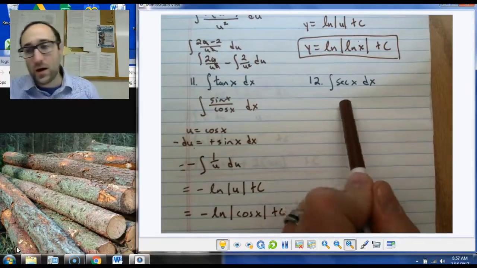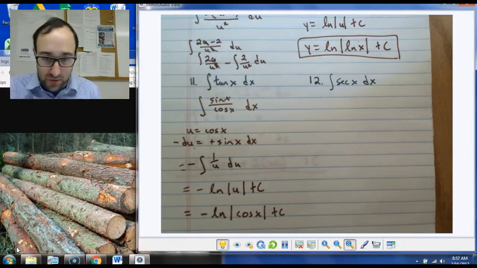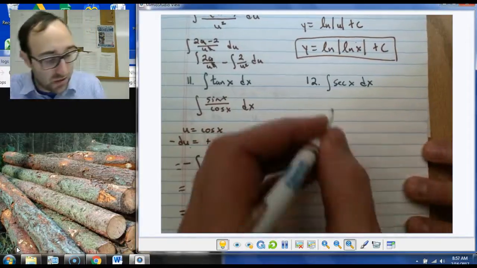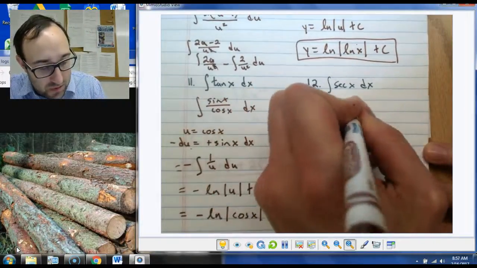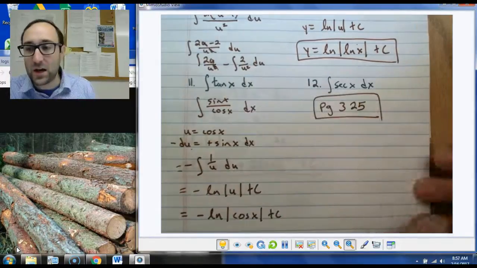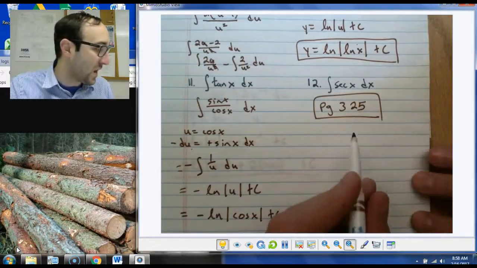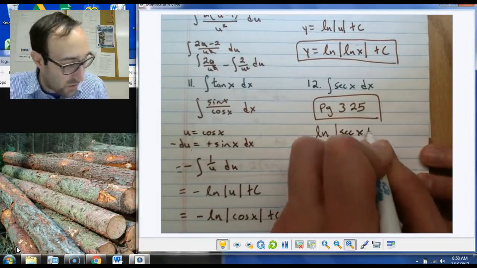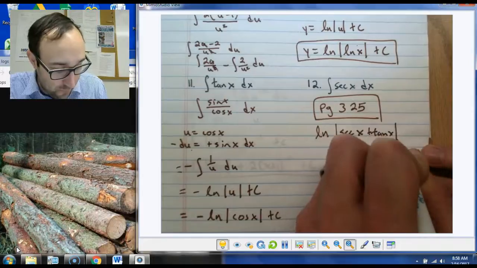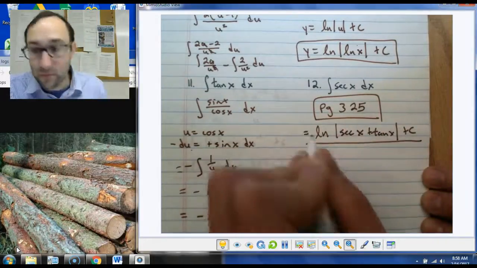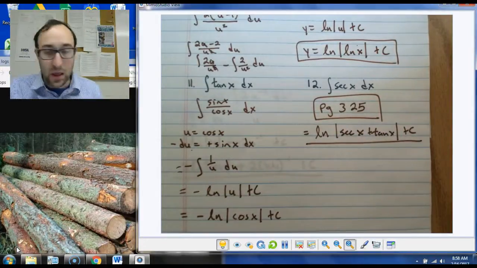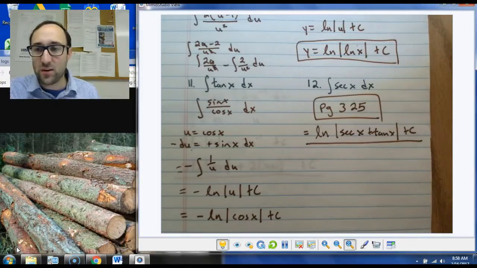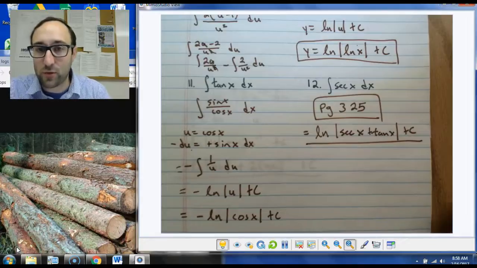For number 12, I don't think I'm going to go through this one just because it's pretty straightforward in the book. I will tell you it is on page 325 in your book. So if you want to see how the integral of secant x ends up being the natural log absolute value of secant x plus tan x plus c, you can. The book will show you how to do that one. It just involves some more trickery and being able to rewrite some stuff.